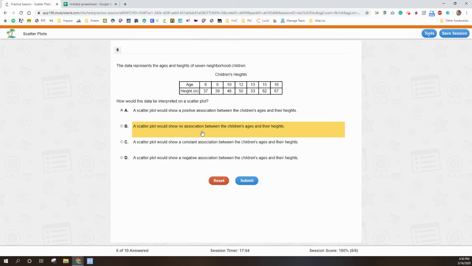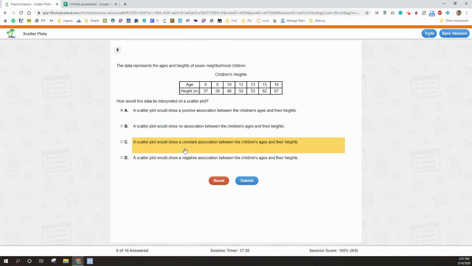A scatter plot would show no association between the children's ages and their heights. There absolutely is going to be an association because there's consistency in that both are increasing. That means that they're going to have a pattern of sticking together and they won't bounce around all over the place. If the numbers bounced around all over the place, then you would be able to say, hey, it doesn't seem that one's affecting the other. But clearly here, since age is going up and height is going up consistently, there is an association.